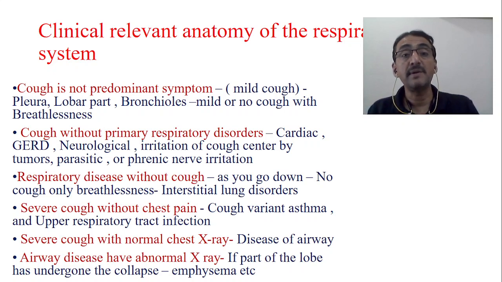Cough without primary respiratory disorder. There is a cough, but there is no primary respiratory disorder; no respiratory involvement is there, but still cough is there. Then what do you think? Either it may be because of cardiac causes, or because of GIT causes. It may be because of a neurological problem. It may be because of irritation of the cough center by tumors present in the brain, some parasitic infections, or phrenic nerve irritation.